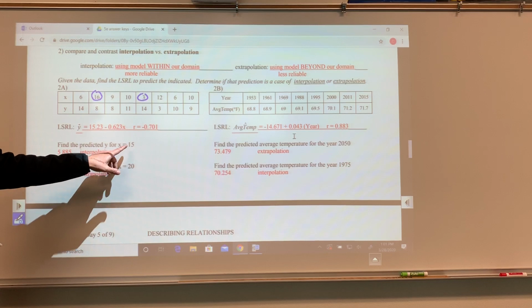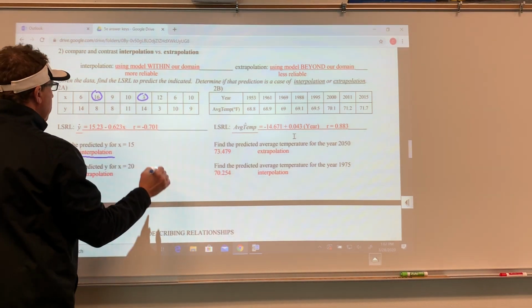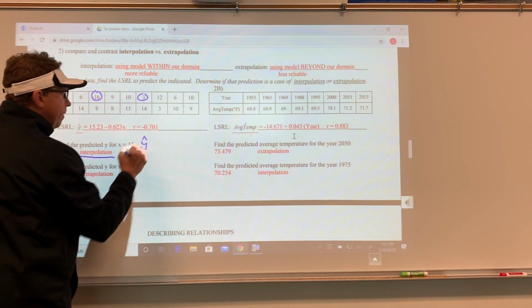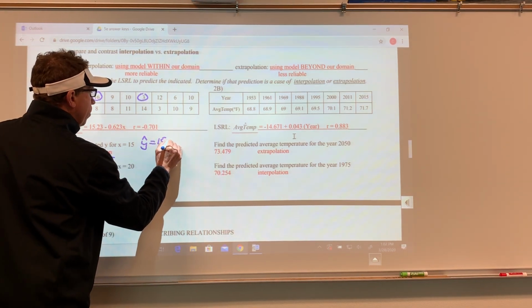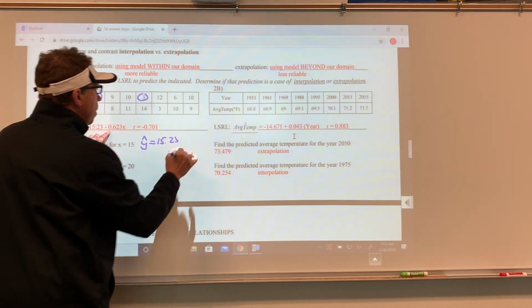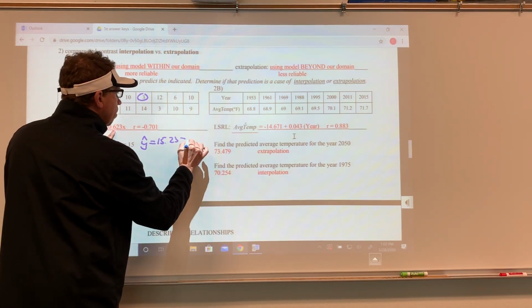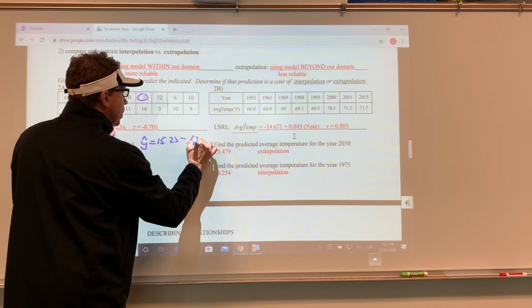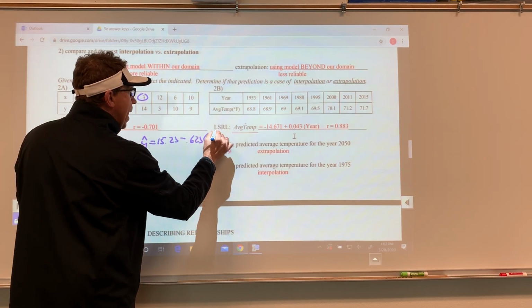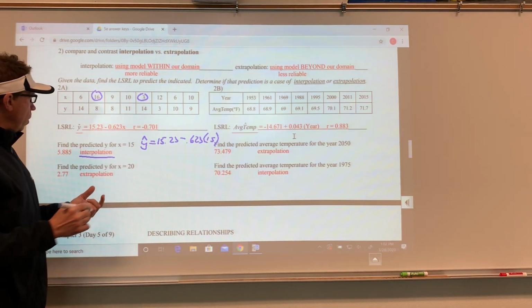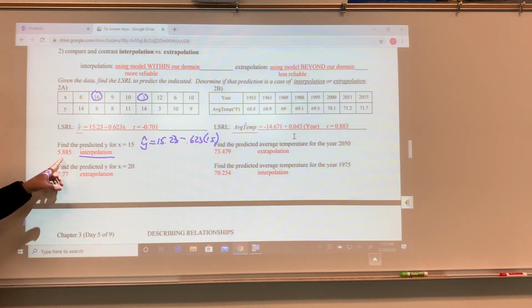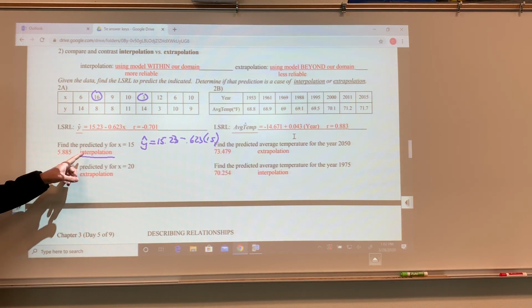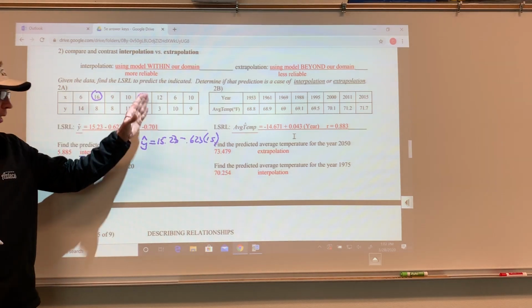And how you would predict for 15 would be simple. You would put the prediction for 15, called y hat, will be 15.23 minus 0.623 times x, and the x is 15. Again, if you want to go ahead and calculate that, you will get around 5.885. And that's considered interpolation because 15 is within the data set.